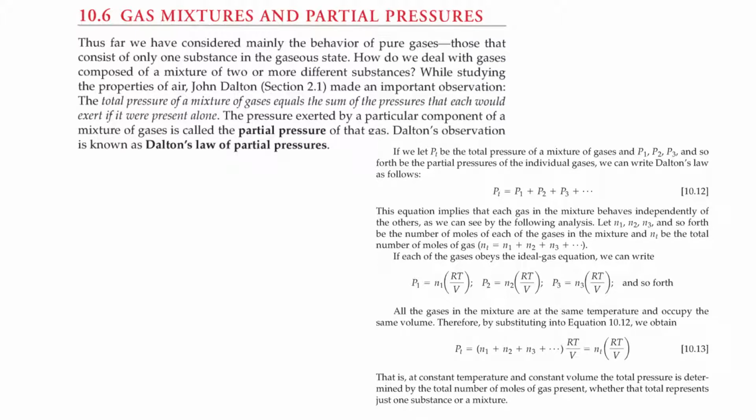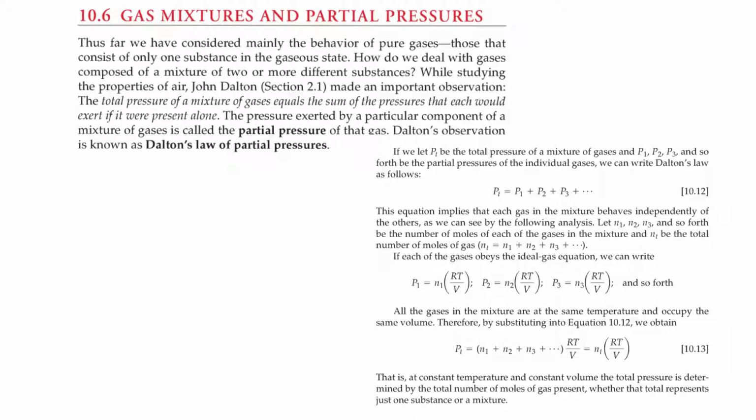While studying the properties of air, John Dalton made an important observation. The total pressure of a mixture of gases equals the sum of the pressures that each would exert if it were present alone. The pressure exerted by a particular component of a mixture of gas is called the partial pressure of that gas. Dalton's observation is known as Dalton's law of partial pressures.